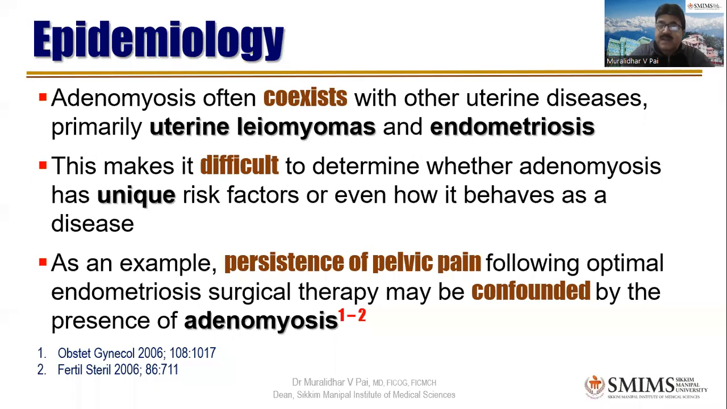As an example, persistence of pelvic pain following optimal endometriotic surgery may be confounded by the presence of adenomyosis. What it means is that, let's say you have done a fantastic surgery for endometriosis, you have removed all the chocolate cysts, you have removed all the adhesions, and you have nicely cauterized or fulgurated all the endometriotic patches, still the patient may persist with the pain. And what's the cause of that? Adenomyosis, which you have not tackled. Nobody removes the uterus just like that for endometriosis, unless in the very elderly age group, where you may do an en-masse TAH BSO. In younger patients, we simply come off after doing a chocolate cystectomy, adenolysis, and things like that. So since the uterus is left behind and adenomyosis is there in the uterus, the patient may still feel pain.